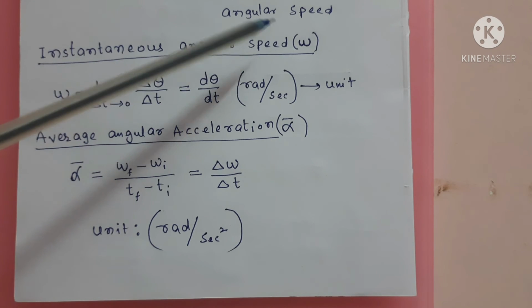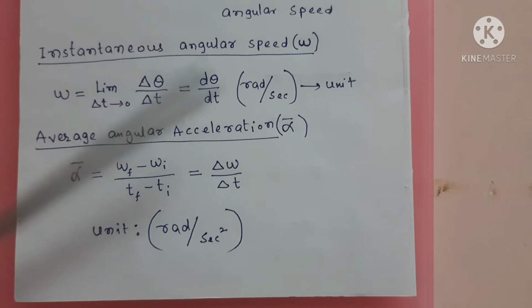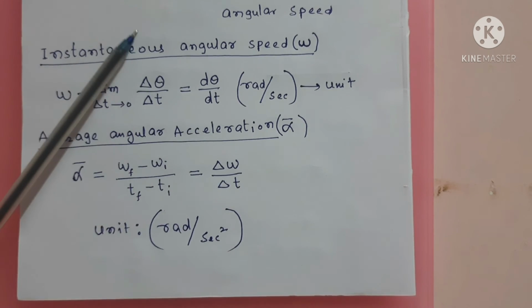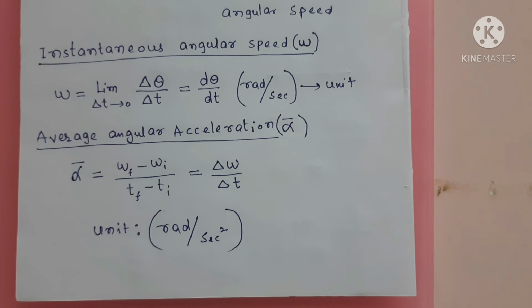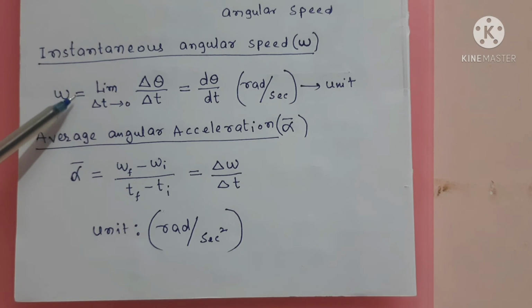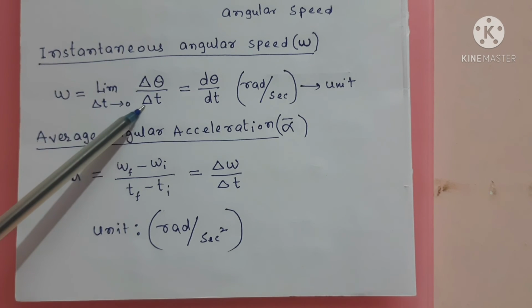Instantaneous angular speed, omega. Instantaneous means, suppose it is rotating fast like this. Suppose this pen you see, it is rotating fast. At some instant it is here, at some instant here, at some instant here. At that instant, what is the angular speed? For a small time interval, what is the angular speed? That is called instantaneous angular speed. I am using the letter omega for this. This omega equals limit del t tending to 0 of del theta divided by del t.